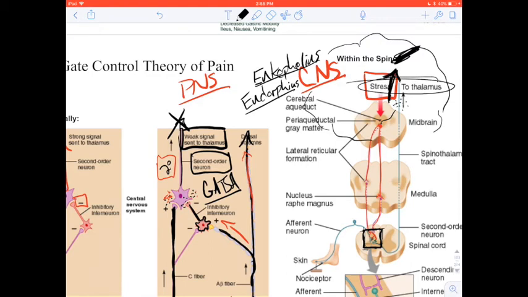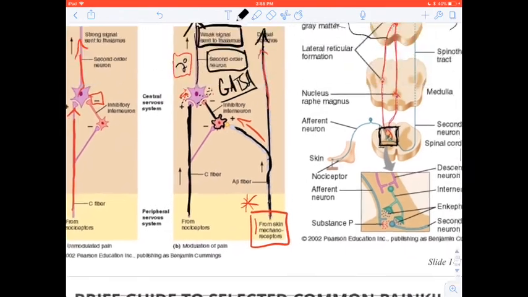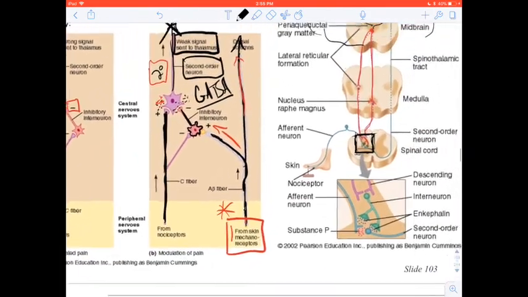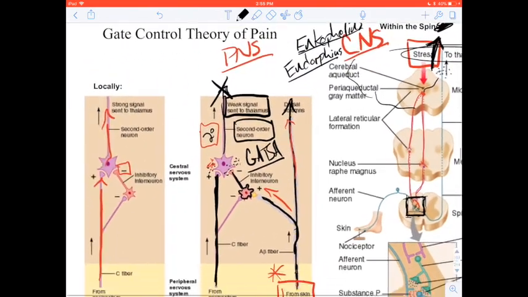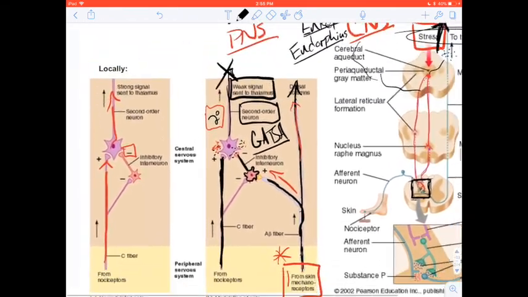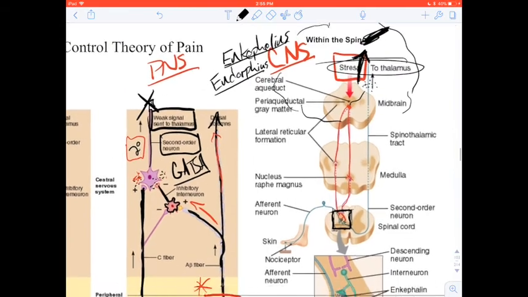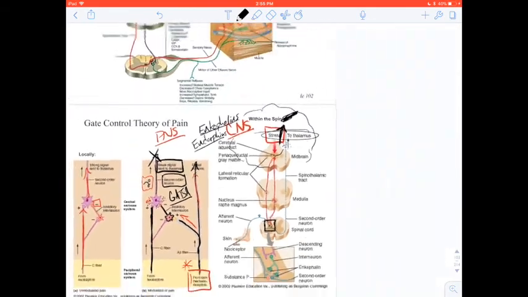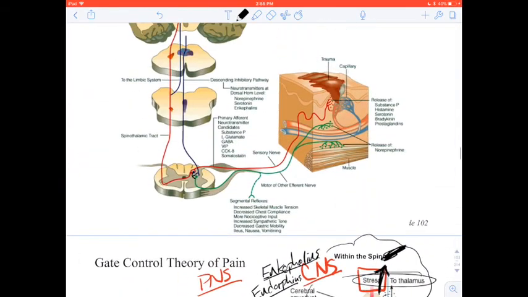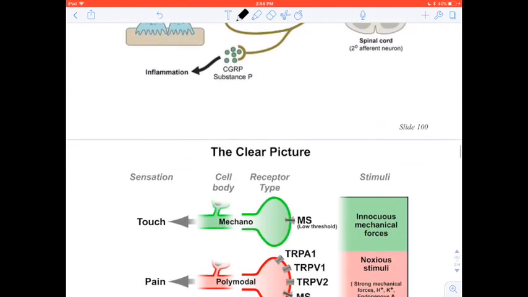All right, so now we have a good understanding of the local gate control theory of pain versus our spinal control of pain, and then in the central nervous system. What are some of the things we should probably make note of? Some of these things that cause pain.